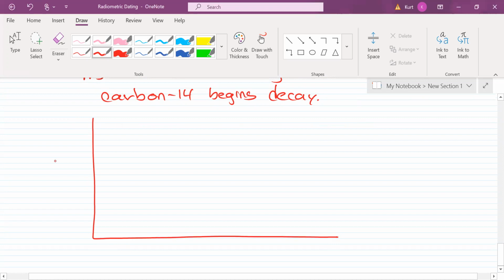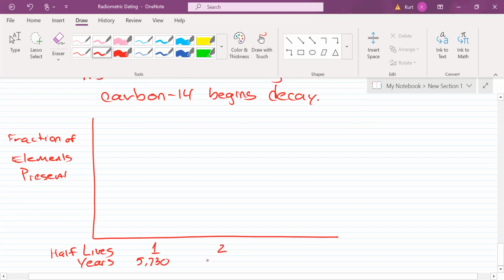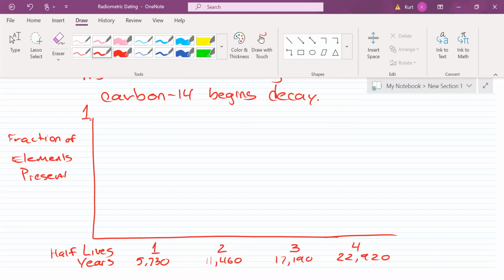The x-axis is going to be the fraction of elements present. And the y-axis is going to be half-lives and years. So we have 1 half-life, 5,730; 2 half-lives, 11,460; 3 half-lives, 17,190; 4 half-lives, 22,920. So at one whole, you're at 0 half-lives. So we're going to start here.